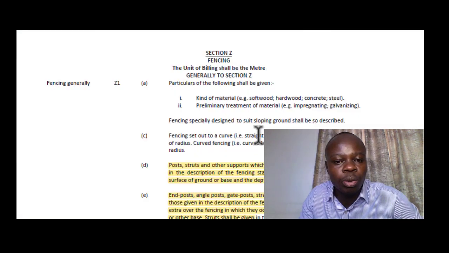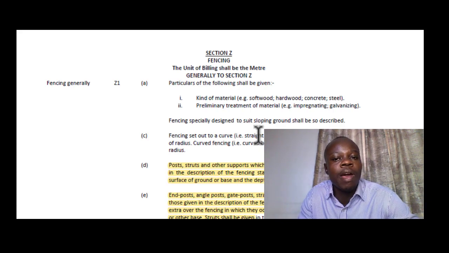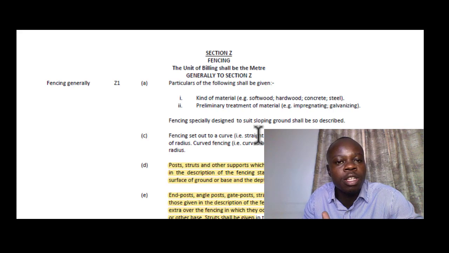So we'll go straight to fencing. As usual, we normally cover the bits of description, what it means. Then we go a step higher. Something that sets this channel different from the other ones is that we give the description and then we show you the real items, and of course elaborate how the estimation is supposed to be done.